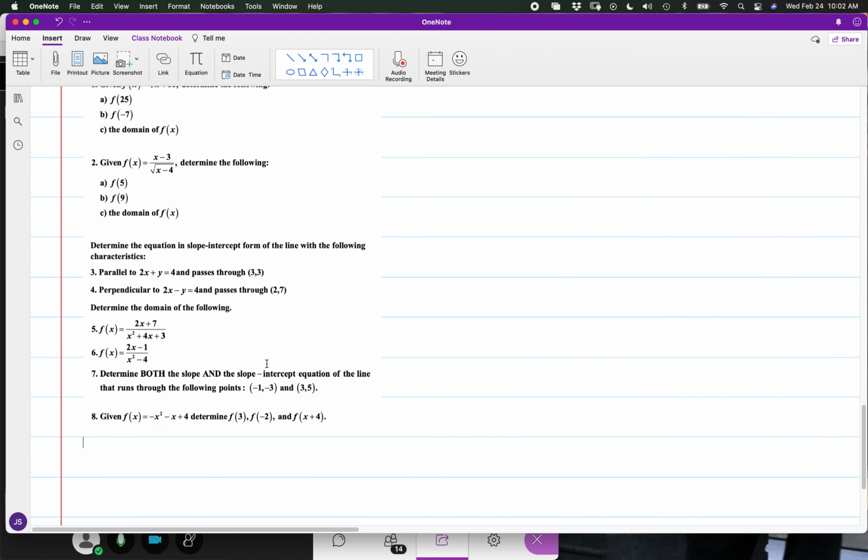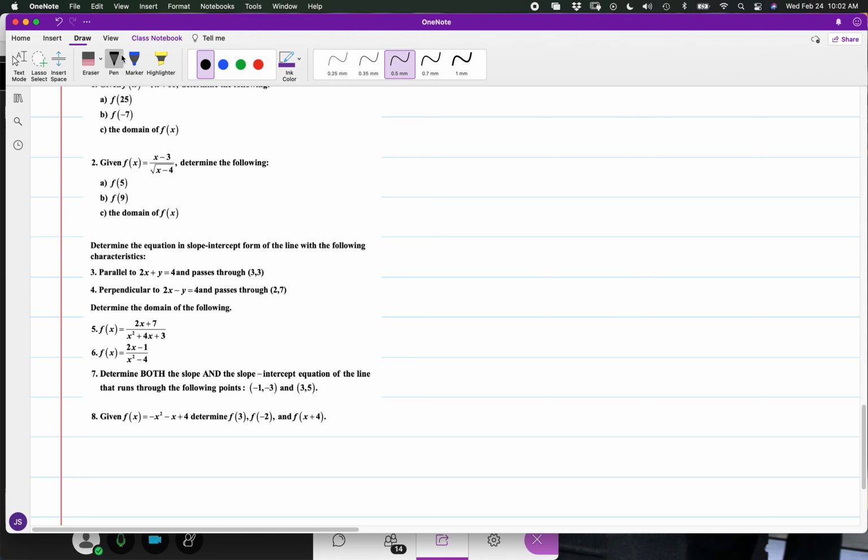So with number 7, we're looking at determining both the slope and the slope-intercept equation of the line that runs through the points, which we have at (-1, -3) and (3, 5). And so in the case of what we have with 7, we have (-1, -3) and (3, 5).